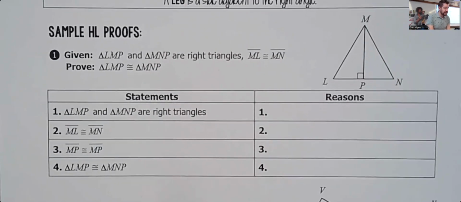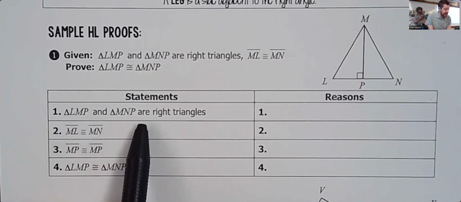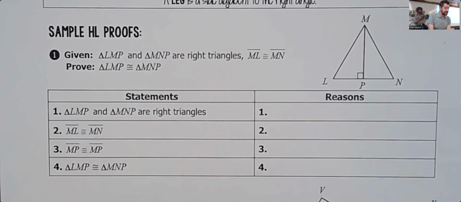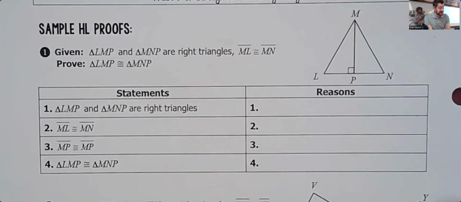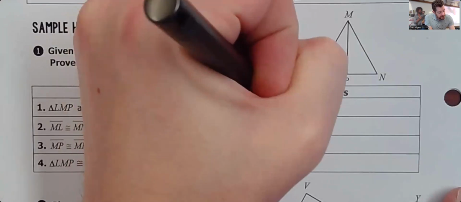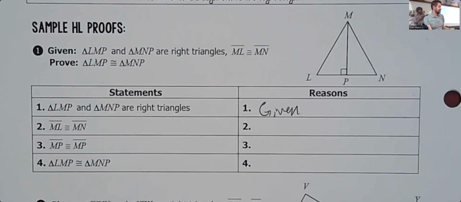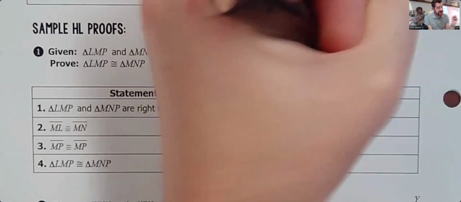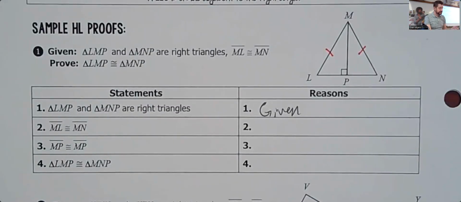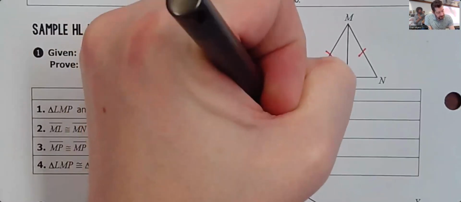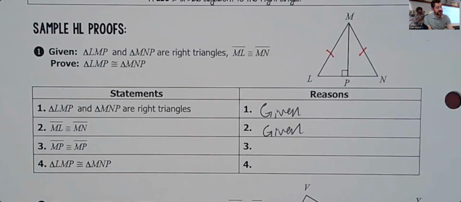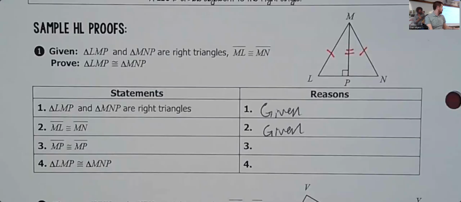So it says that triangle LMP and triangle NMP are right triangles. Why do we know that? What's the reason number 1? It's given. Yeah, it tells us that. And it says that ML is congruent to MN. So those 2 sides are the same, which is also given. And then it says that MP is congruent to MP. It's the same thing, so what's the reason?